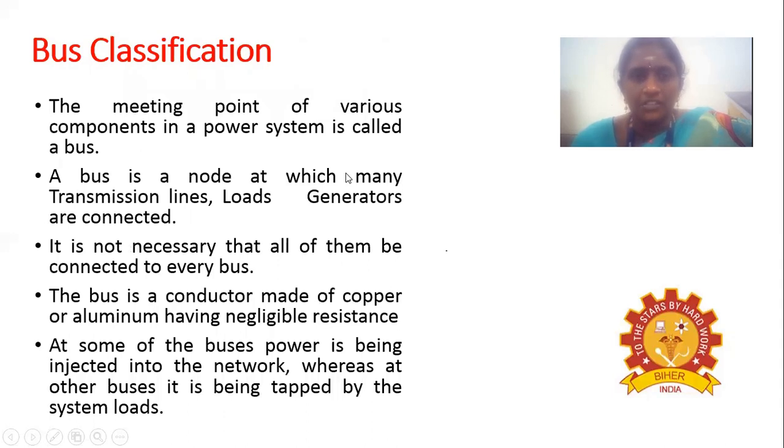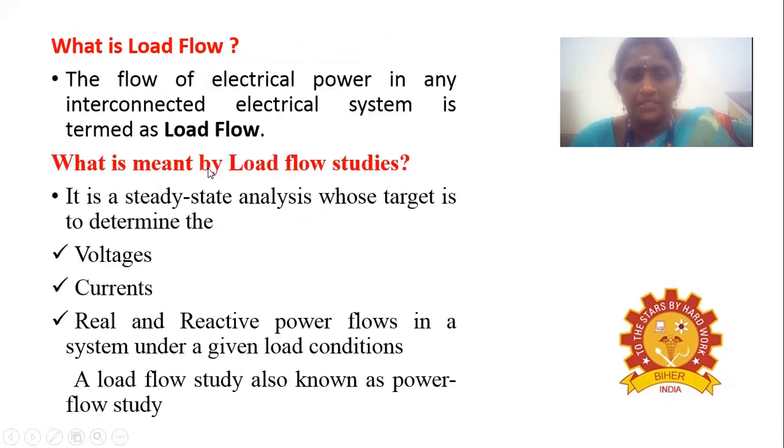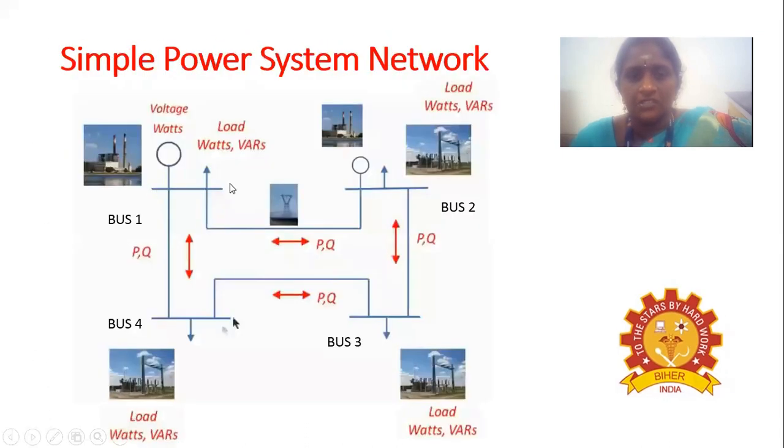Next we are going to discuss the bus classification. In a power system network, there are many components. The 4 main components are generating stations, transformers, transmission lines and loads. The meeting point of these various components in a power system is called a bus. Just look at the figure. So this is the bus. Bus means meeting point of various components.